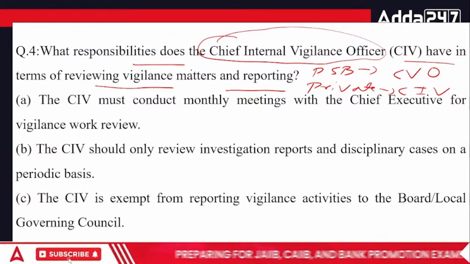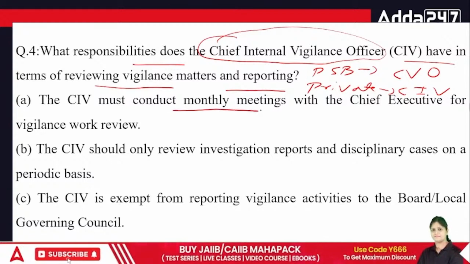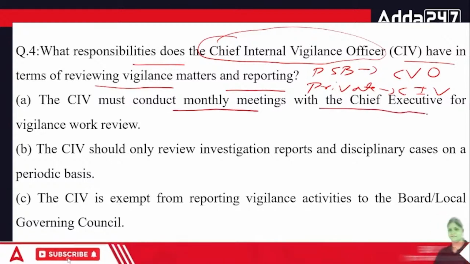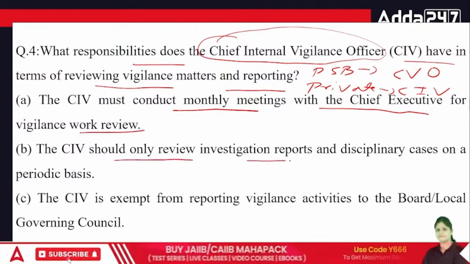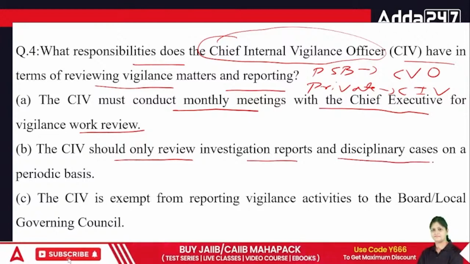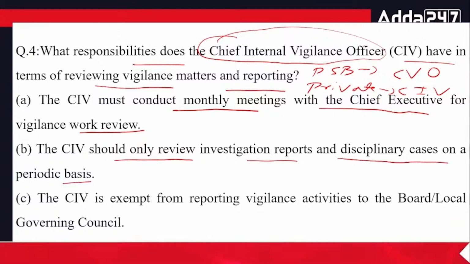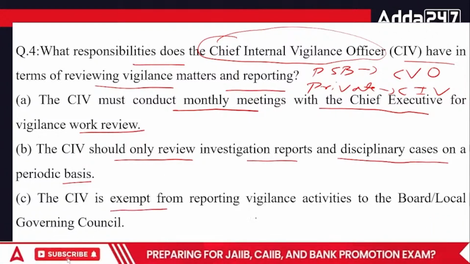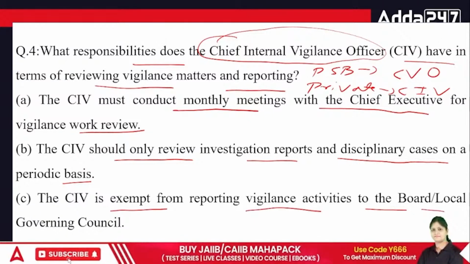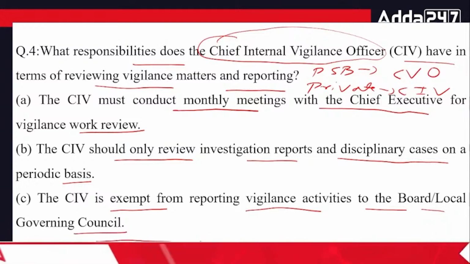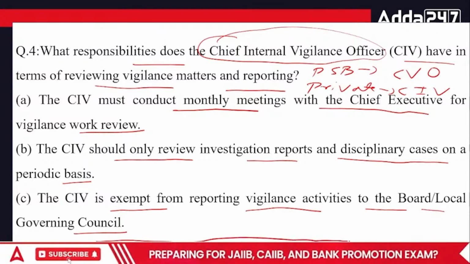Option A is the CIV must conduct a monthly meeting with the chief executive for vigilance work review. B is the CIV should only review the investigation report and disciplinary cases on a periodic basis. C is the CIV is exempt from reporting vigilance activity to the board or local governing council, and D is the CIV is not responsible for expediting action on the pending matter.